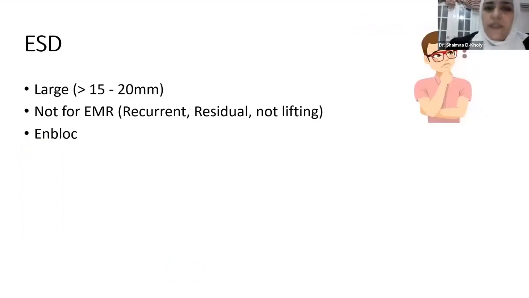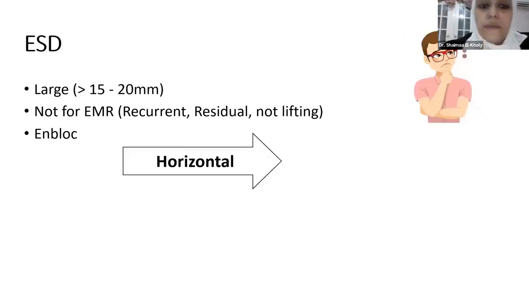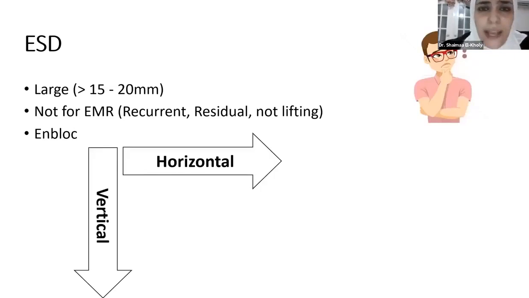So if we speak roughly about ESD, it may be indicated for large lesions, maybe more than 15 in the esophagus, more than 20 elsewhere in the GI. ESD is indicated for lesions where EMR is not feasible, like recurrent lesion, residual lesion, non-lifting lesion. ESD is indicated when suspicious lesions should be removed in block, because we have to get our safety margin, whether horizontal margin or vertical margin. Actually, this is very roughly speaking, but maybe we need to go a little bit deeper to know which lesion is liable for endoscopic resection.